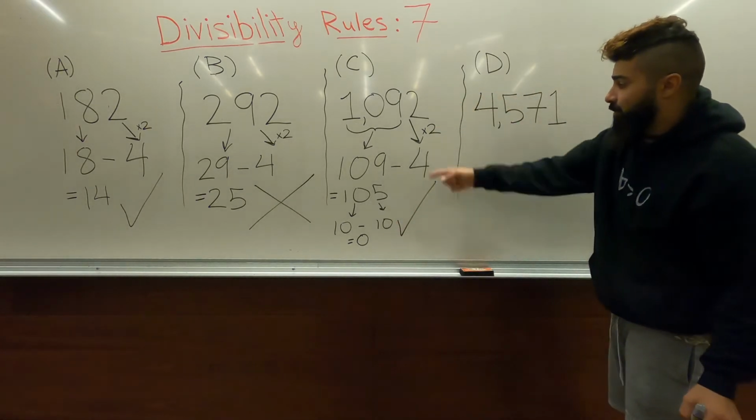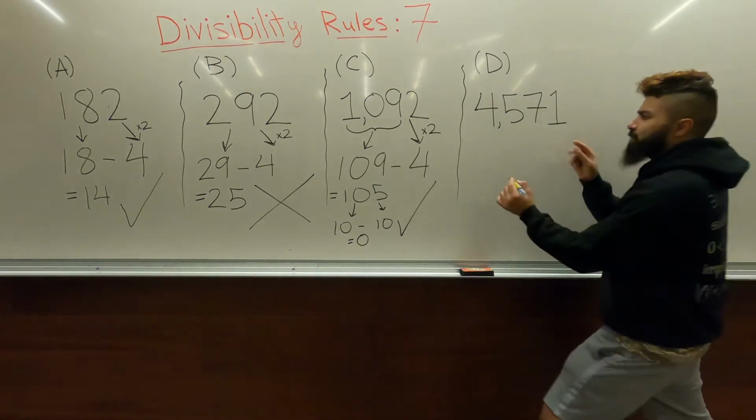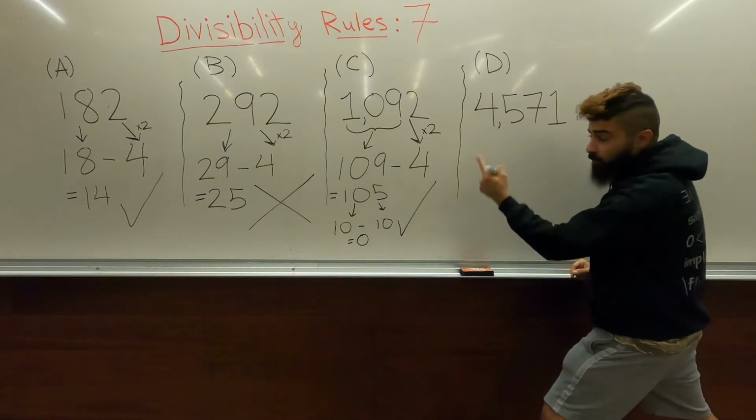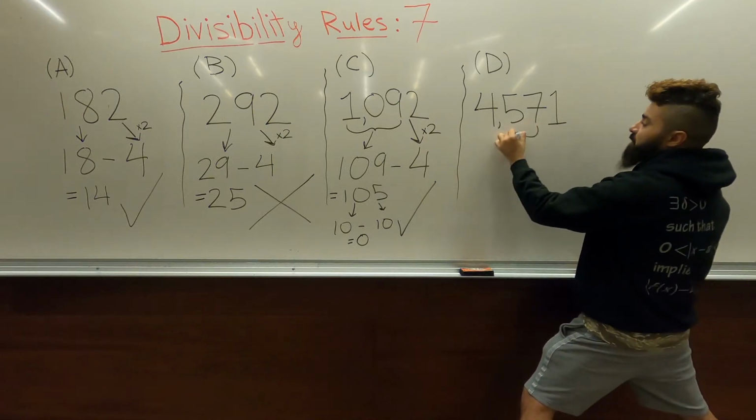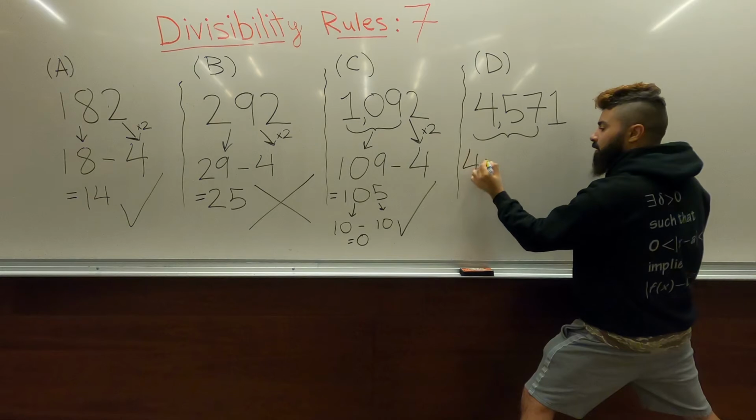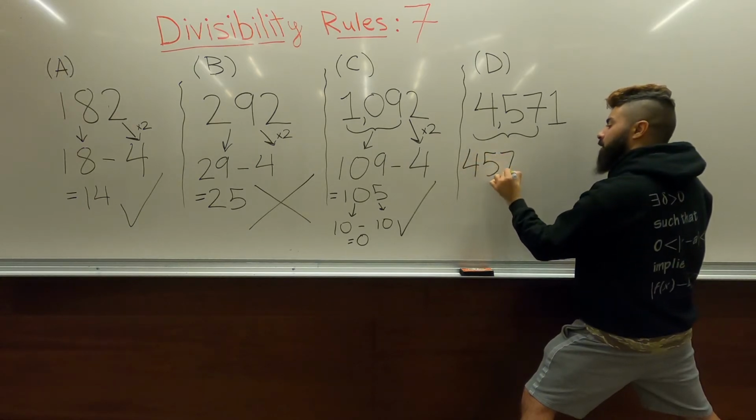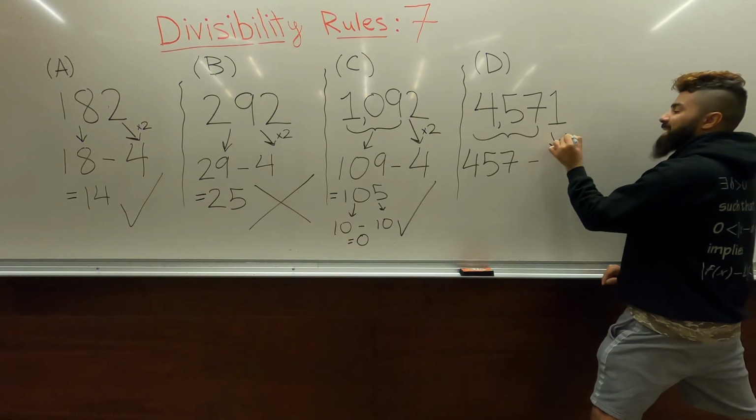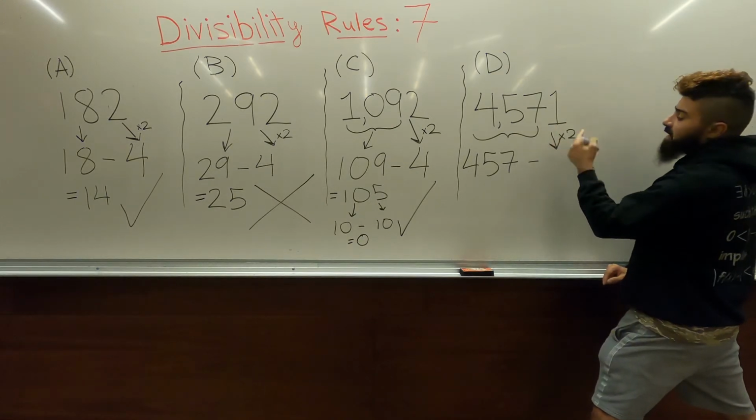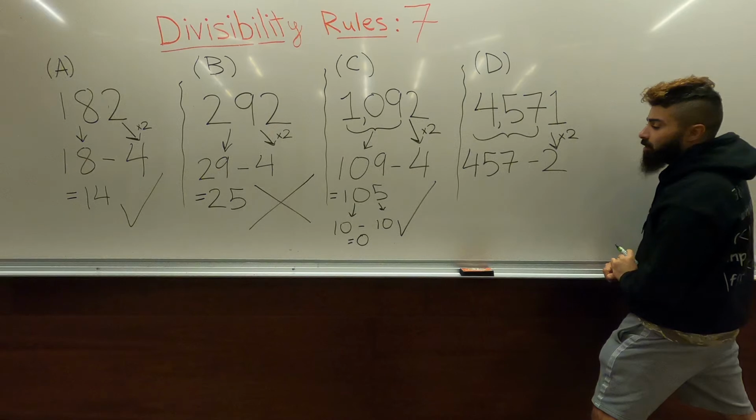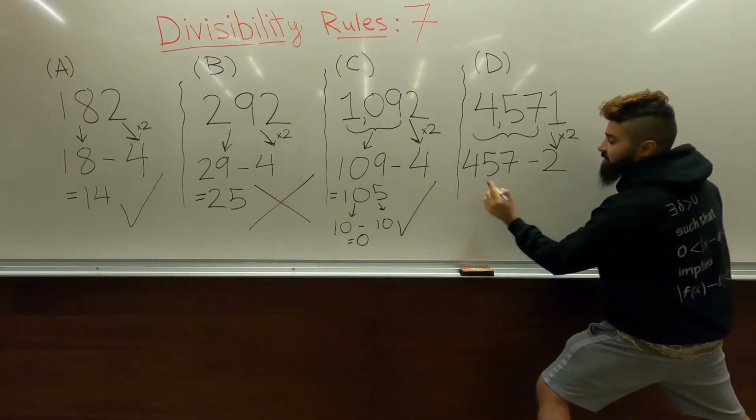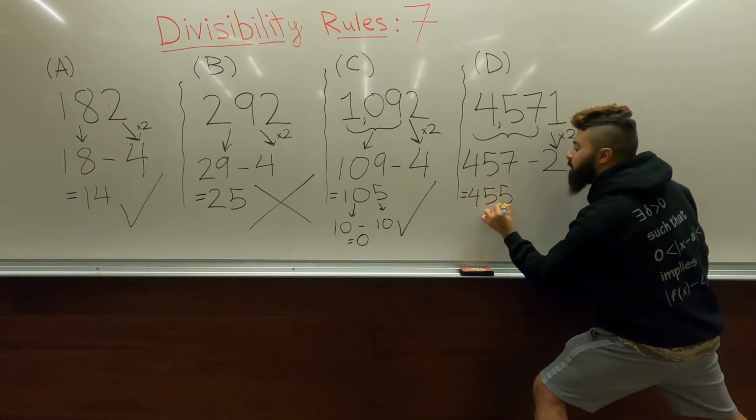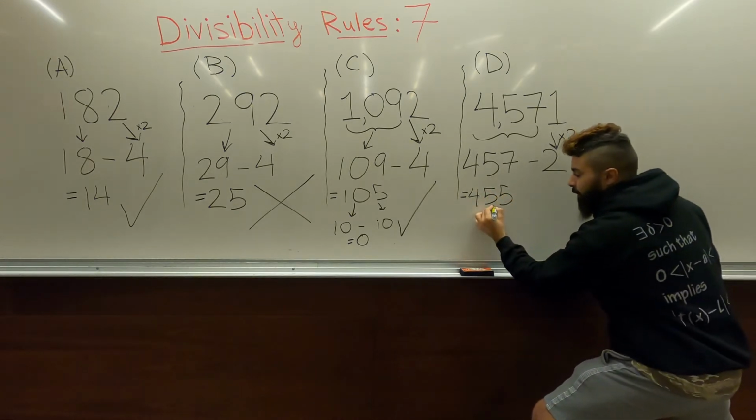So you saw that one had multiple steps. I think this one's a multiple step one too, if you don't want to keep on doing it, but you can keep on repeating that process over and over. This last one, you take 457, and you multiply the last digit by 2, so 1 times 2 is 2. 457 take away 2, that's 455. We can do it one more time.